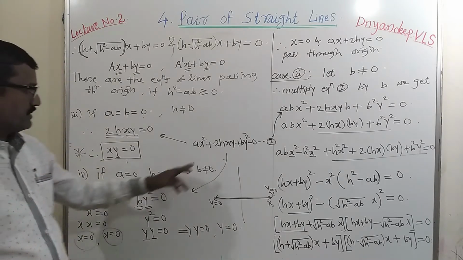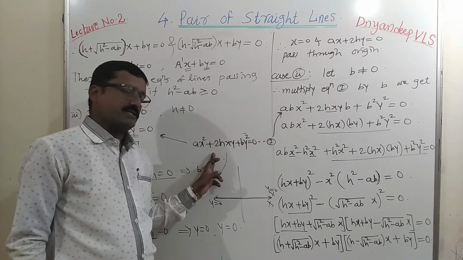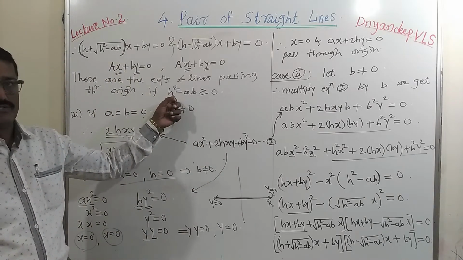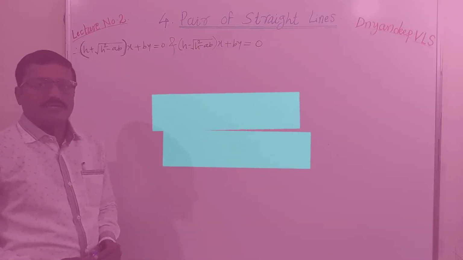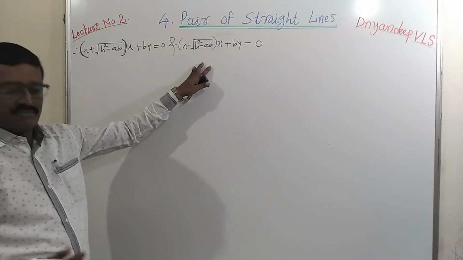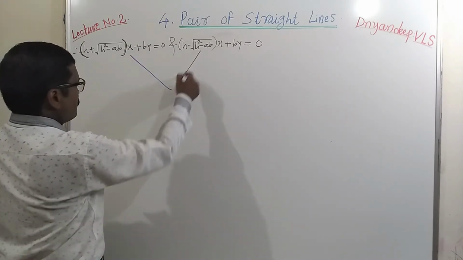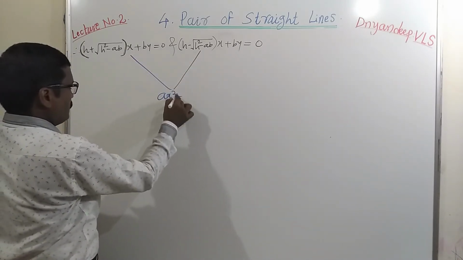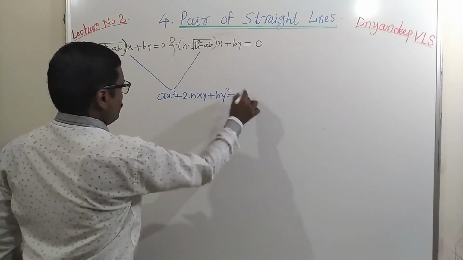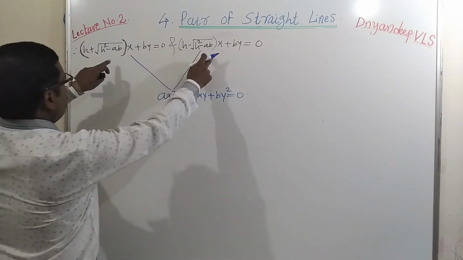The equation ax square plus 2hxy plus by square equal to 0 in general represents two straight lines passing through the origin under the condition that h square minus ab is greater than or equal to 0. Okay. Now see the important remarks or results which can be obtained from the two separate equations that we have obtained from the given combined equation. We know that the combined equation of these two lines is ax square plus 2hxy plus by square equal to 0. From this combined equation, we have separated these two lines.